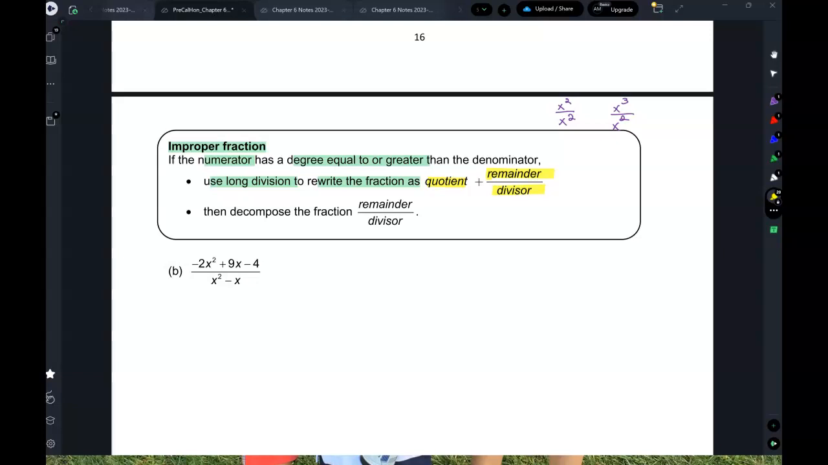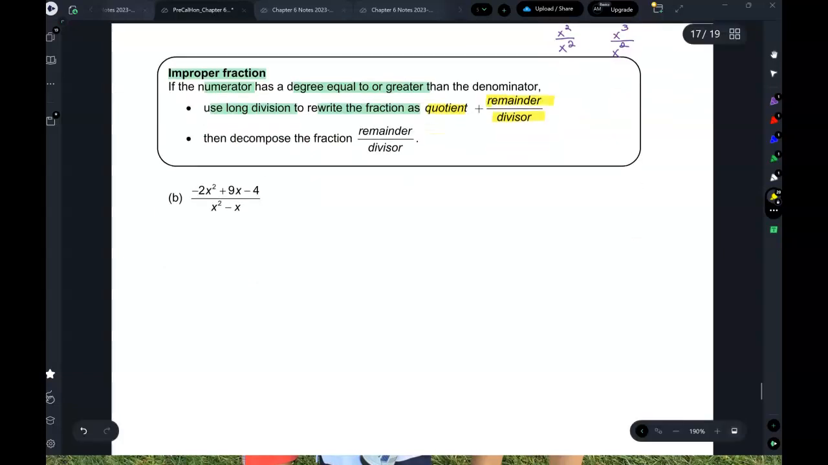Then you do your partial fraction decomposition on this. Okay, too many words. Let's just do one. Take a look at this one. The degree on the top is a 2. The degree in the bottom is a 2. That means it's an improper fraction. So first I'm going to use a little bit of long division.